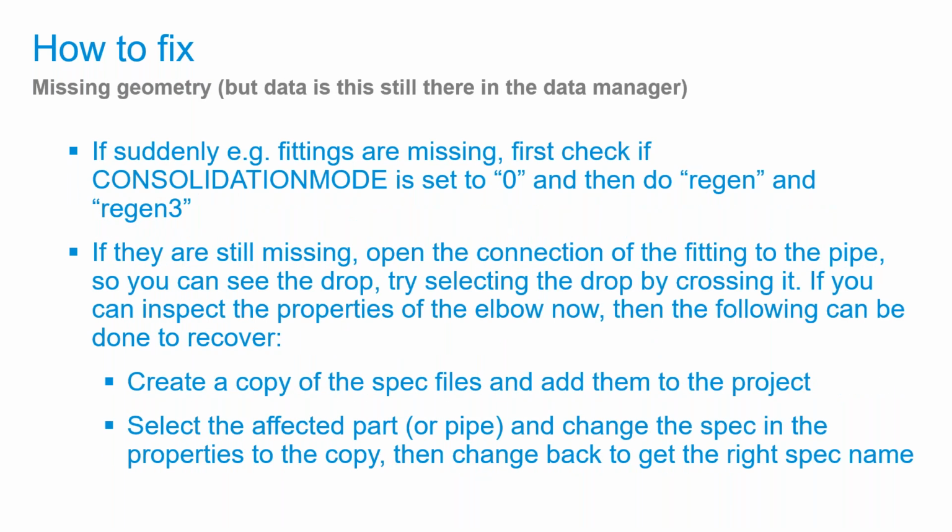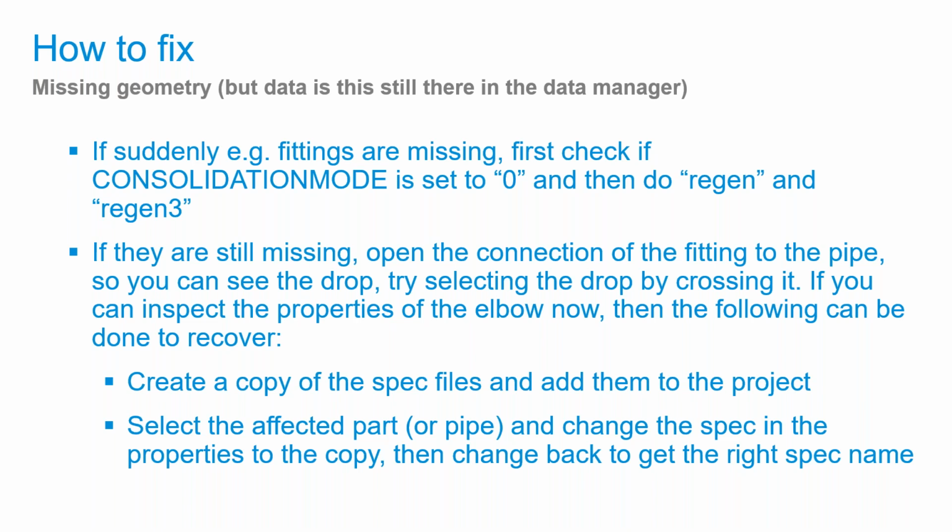One thing that can also happen is you can have missing geometry. The data is still there in Data Manager, but you can't see it on the screen. Or, like I mentioned before, you take it into Navisworks and it's showing up in wireframe or not at all. Recently what we found is there's a variable, consolidation mode. You set that to 0 and do a REGEN 3, and it may pop that back in. It's more of a graphics cache type of thing. I believe that might be fixed in the latest version, but some of those were identified back in 2018, 2019.